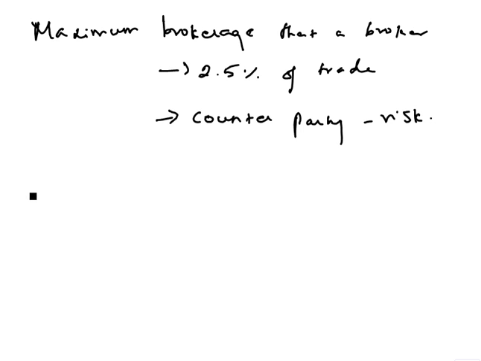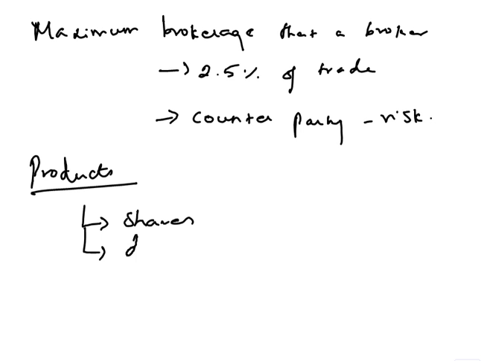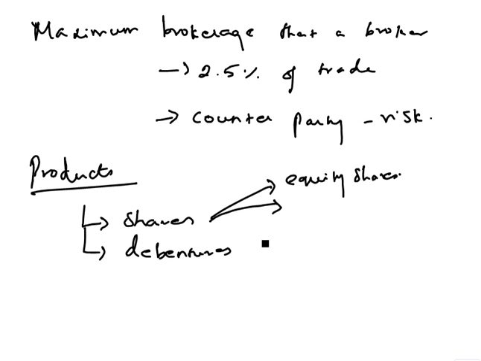Now let's talk about the products that are sold in the secondary markets. As I told, there are two types of products sold majorly in the securities markets: shares, and debentures or bonds. If you take shares, what are the shares typically sold here? Equity shares, obviously. Equity share refers to the ordinary share, which represents a fraction of the ownership in the company. And then the rights issue or rights shares.